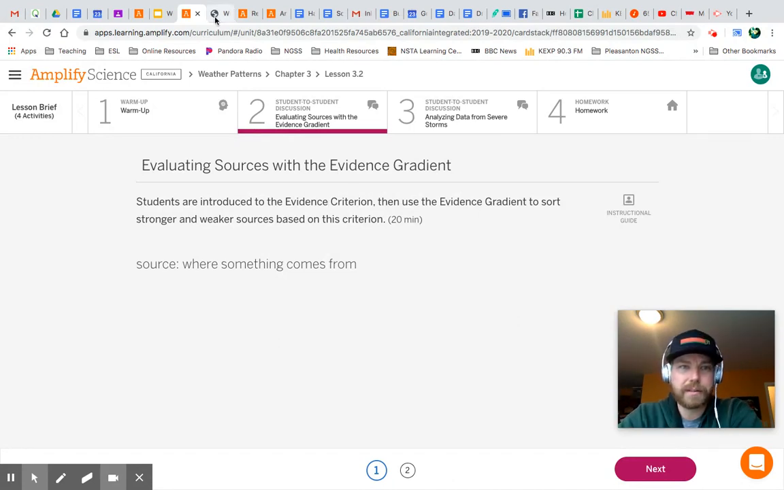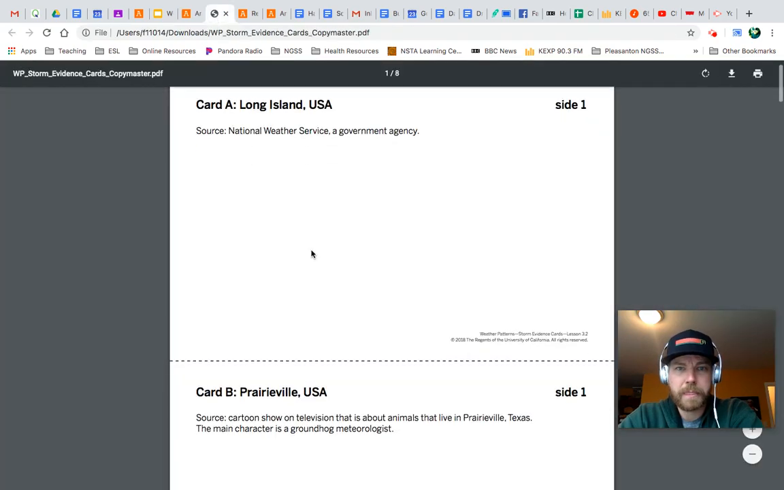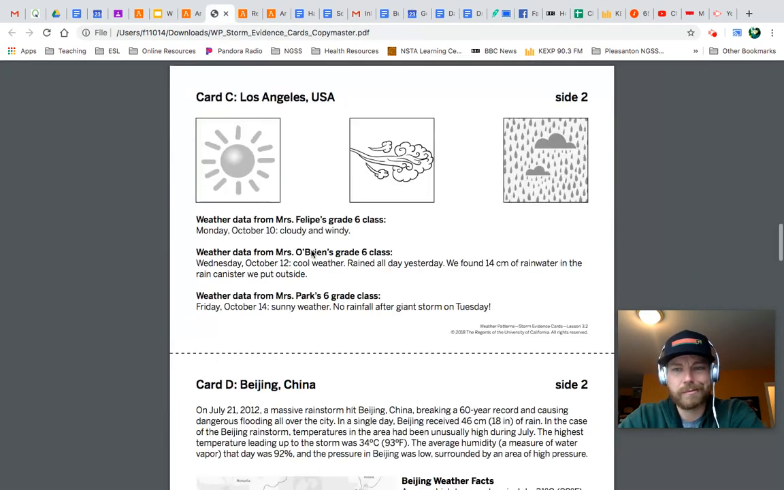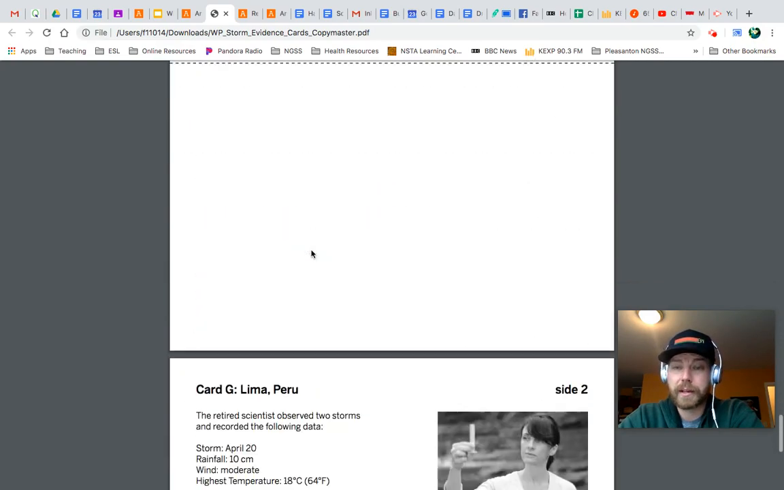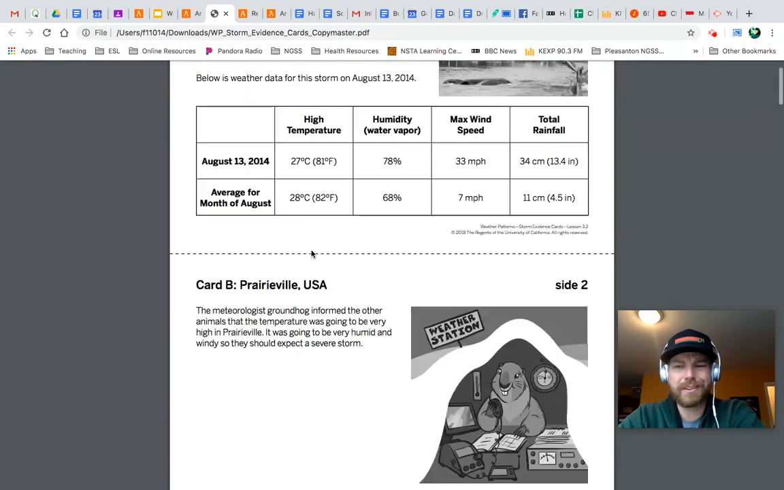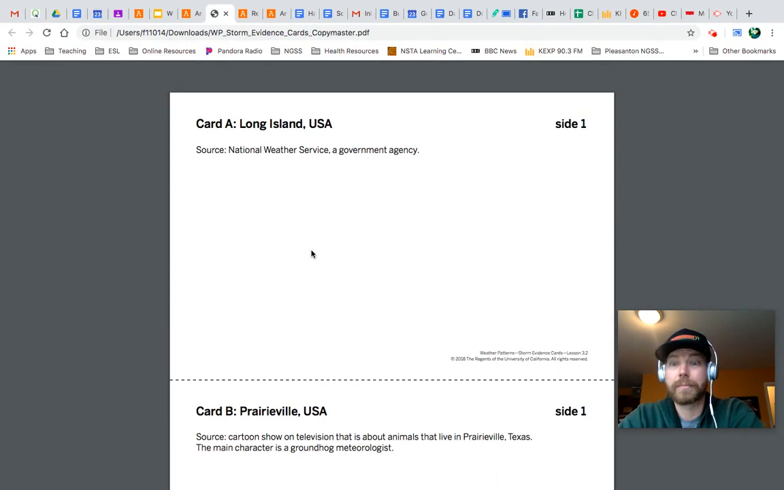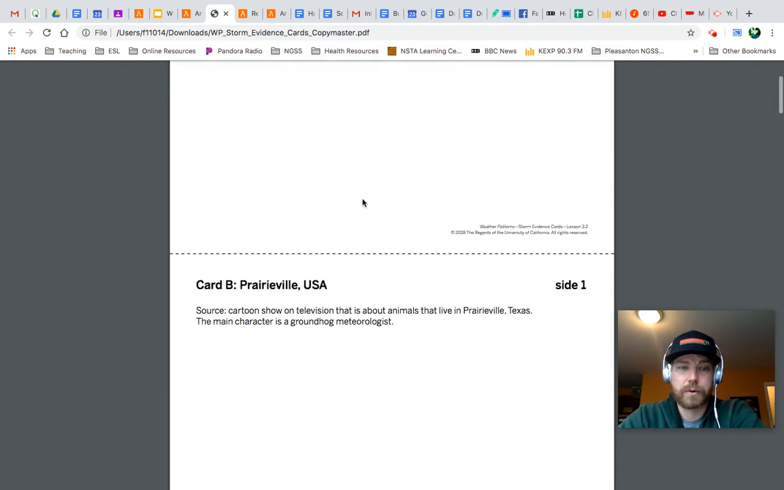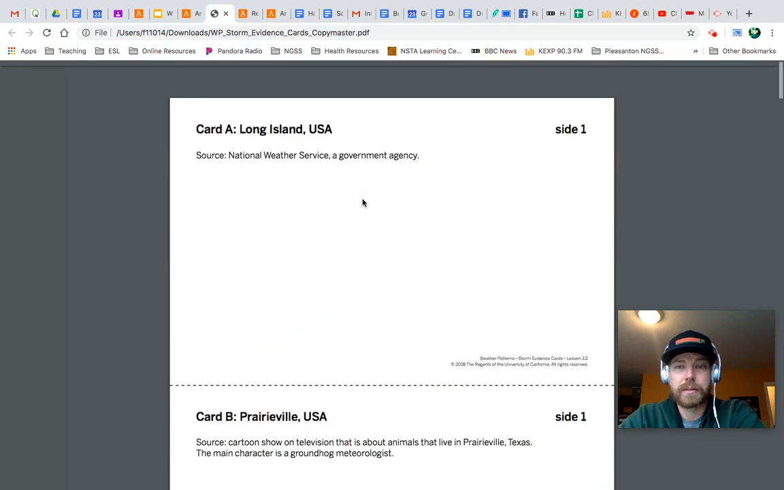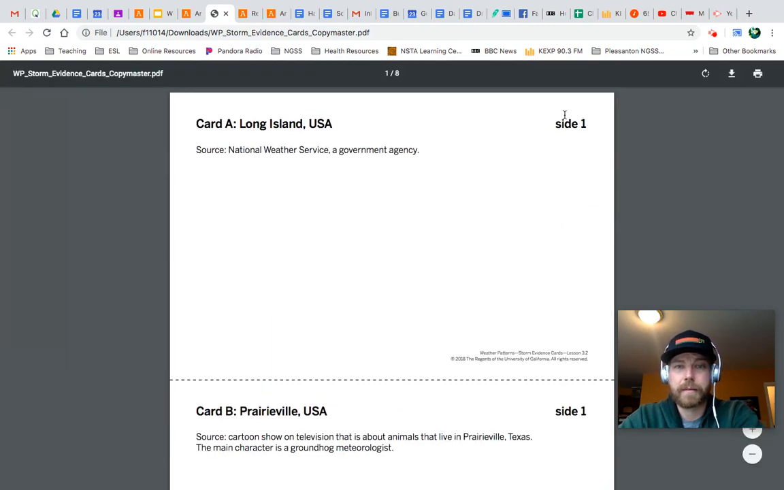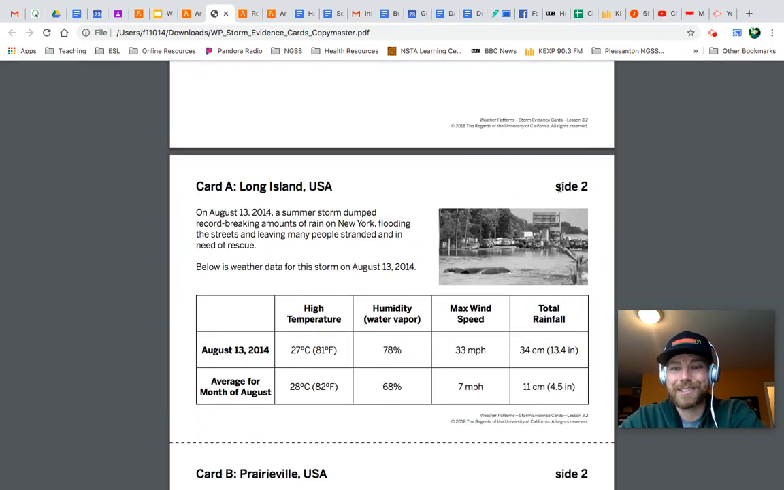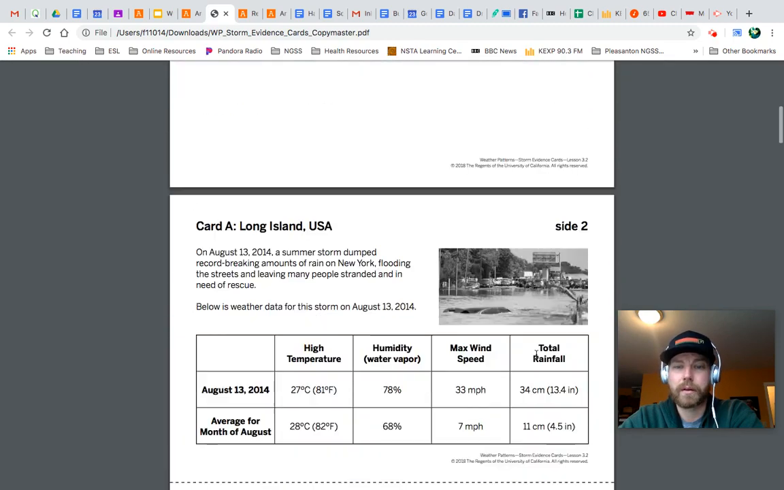So I have attached to your assignment our evidence cards. Now, these are unfortunately formatted for printing, not for viewing online. So it's a little bit funky, but we'll work through it. You want to look at side 1 of all of these evidence cards. This is the first thing we're doing. You're going to look at the source. You can see the first page has side 1 of evidence card A, side 1 of evidence card B. But when you go down to the next page, this is now side 2. Again, only focus on side 1 for all of these cards.